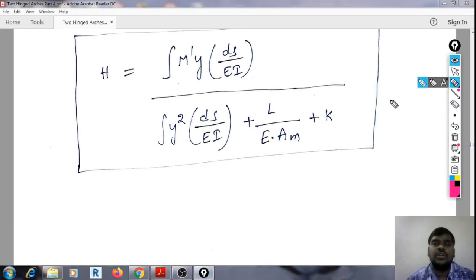H is equal to integral of M dash y ds by EI, divided by integral of y square ds by EI plus L by E into Am plus k.